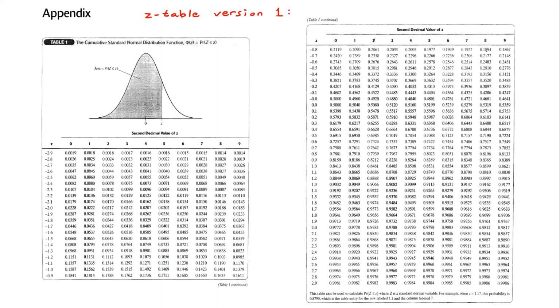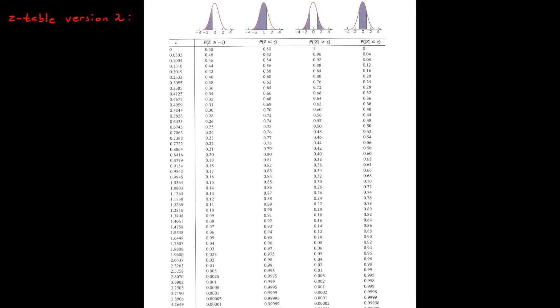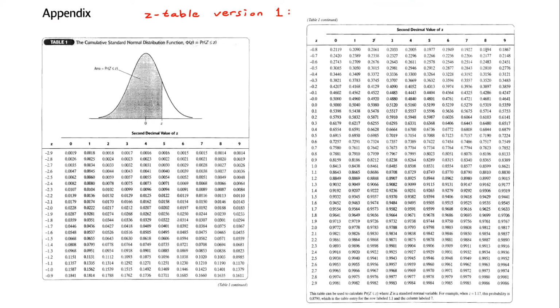We have two different z-tables, and they are used a bit differently. So let's get into it. We have this first version of the z-table, and we have this second version of the z-table. Let's start with the first one. As you see here, you have the area underneath the graph truncated by this vertical line at this number z.